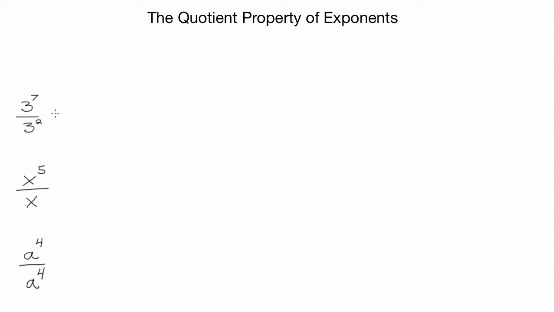So we've got three different problems we're going to look at. 3 to the 7th divided by 3 squared, x to the 5th divided by x, and a to the 4th divided by a to the 4th. And we're going to use expanded form and what we know about exponents to see if we can notice anything in particular. Let's start with this first one here.